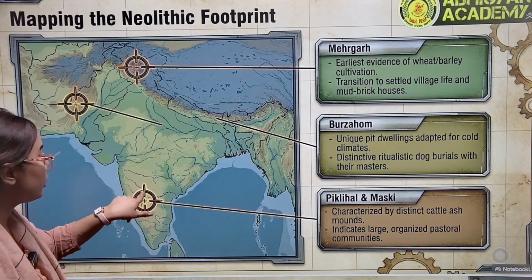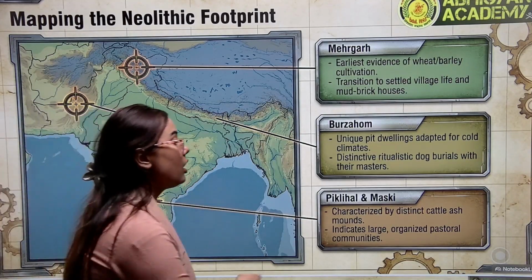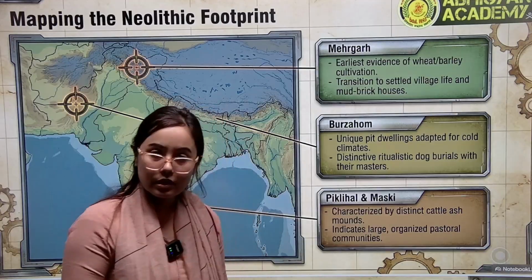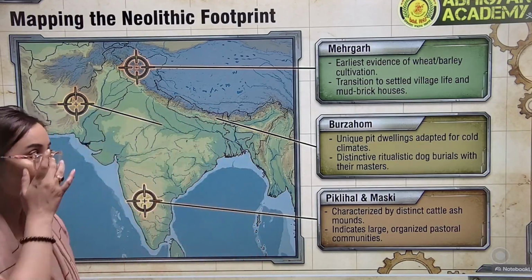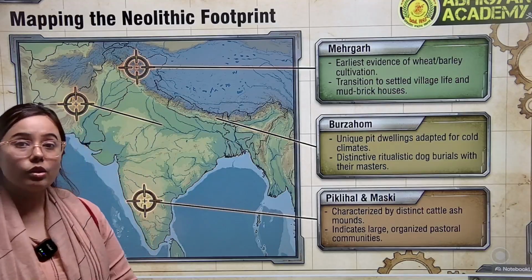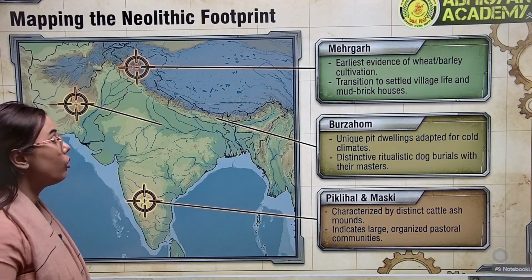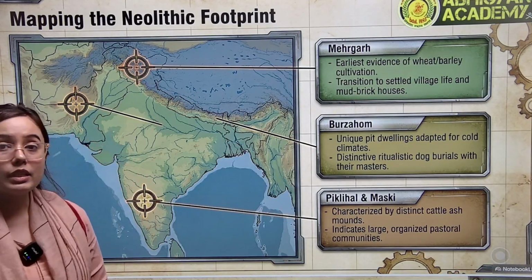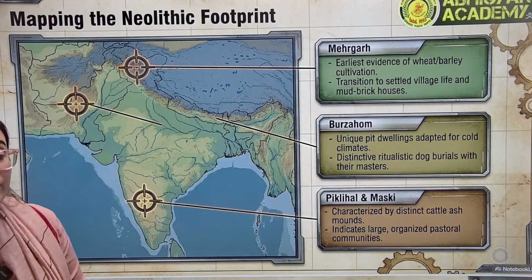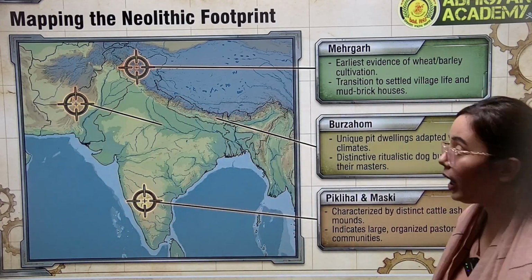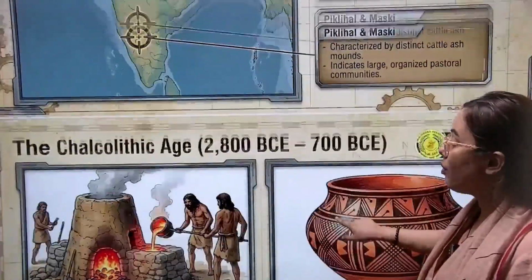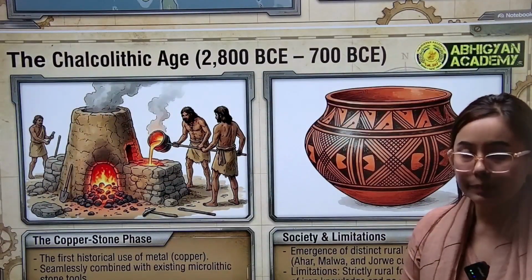And we have here some important sites like Piklihal and Maski. Okay, Piklihal and Maski are the sites of South India. In the northwest, in the north, in Jammu and Kashmir, you will find Burzahom. Here it is Mehrgarh, Balochistan. These are some of the important Neolithic sites of India. Okay, so these are some important points about the Neolithic sites.